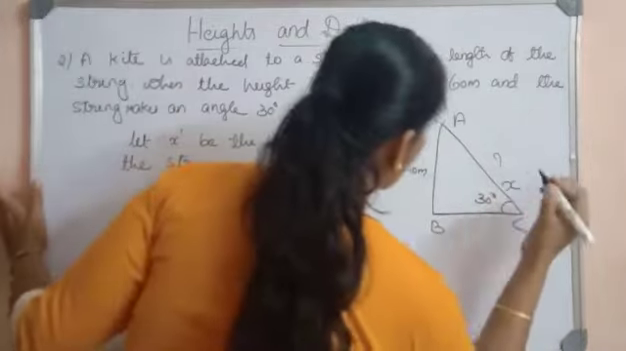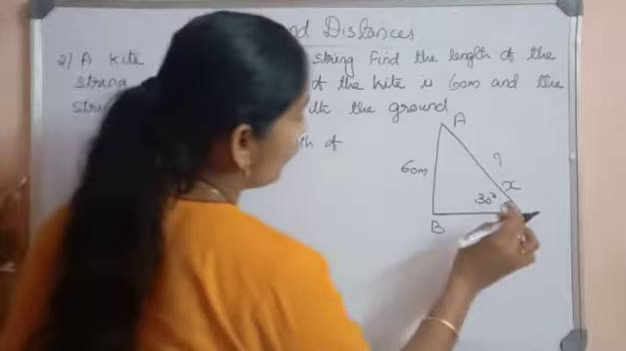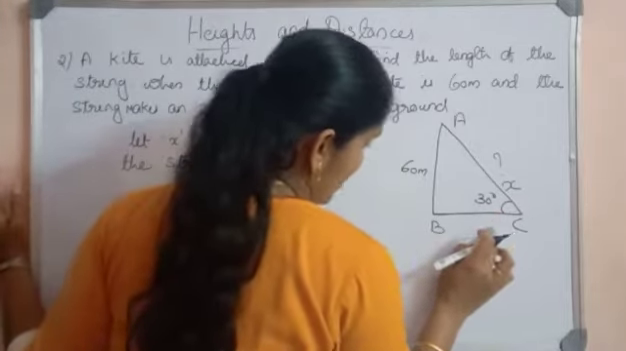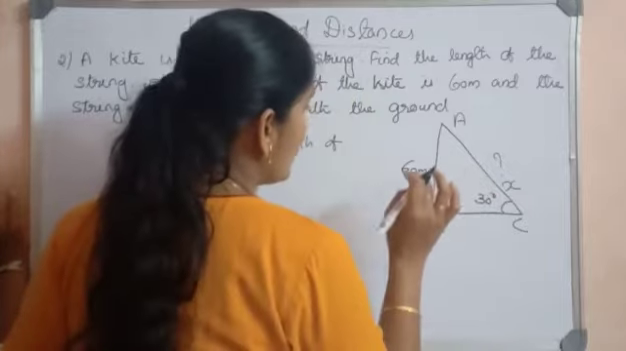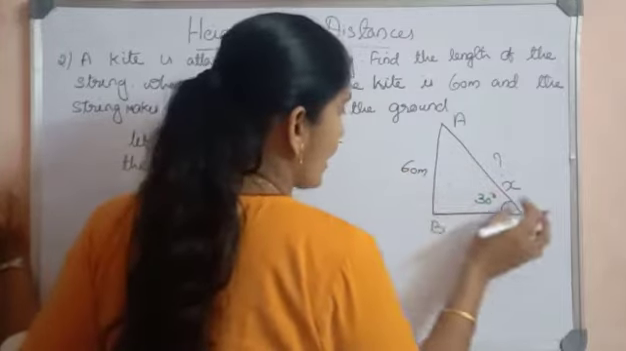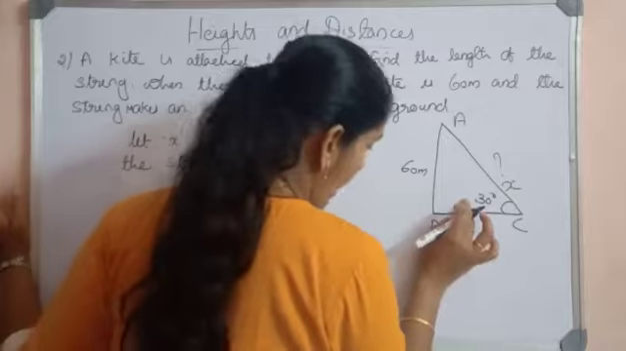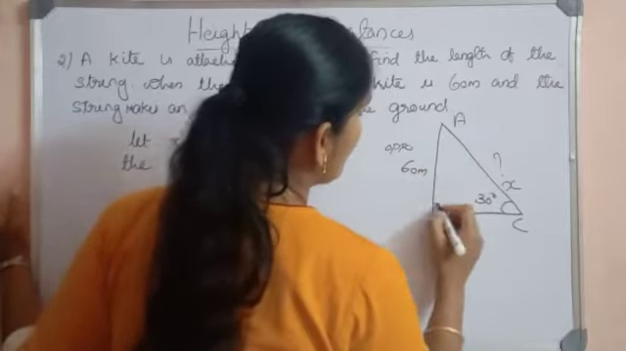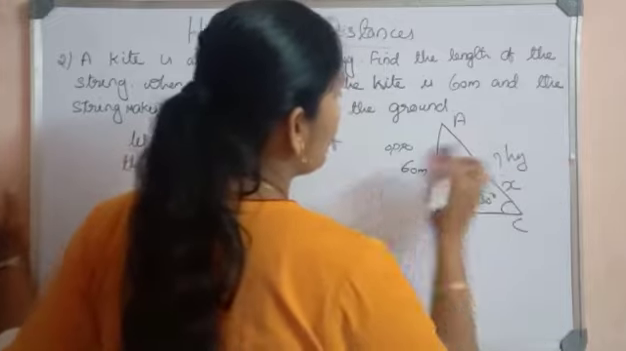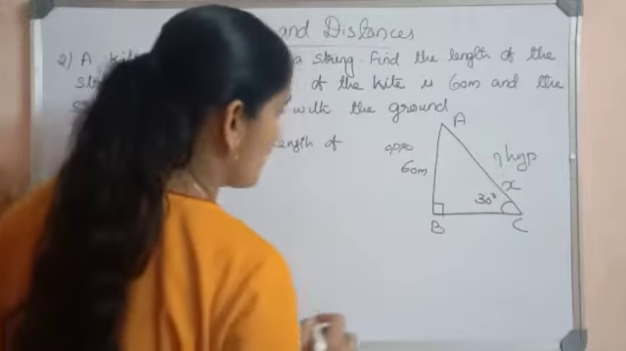Let this be x. Now here we have the angle of elevation, or there is an angle and there are two sides with the data. We need to find a trigonometrical ratio which connects these two. This is the angle of reference and this is the opposite side and this is the hypotenuse. So opposite side by hypotenuse is sine theta.